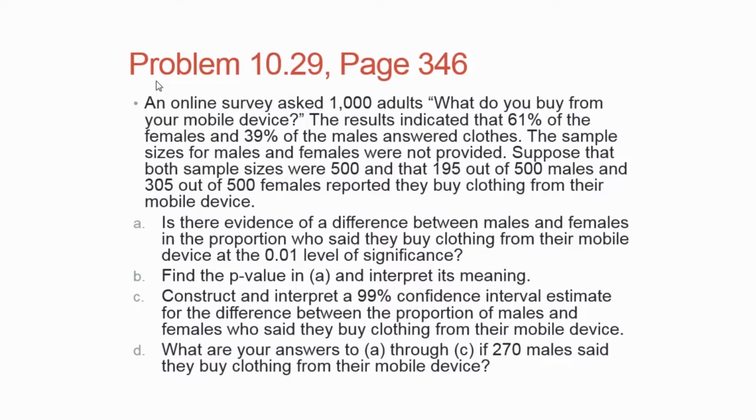Is there evidence of a difference between males and females in the proportion who buy clothing from their device at the 0.01 level? What is the p-value? And then we want to do a confidence interval after that.